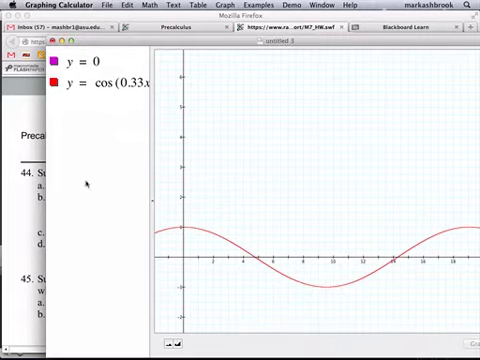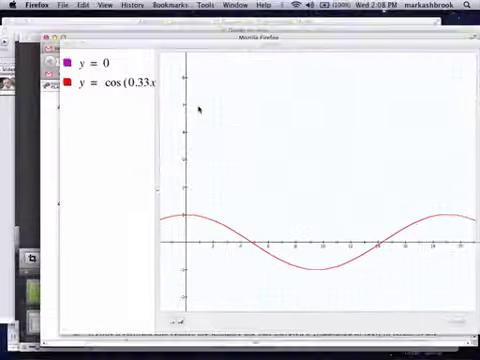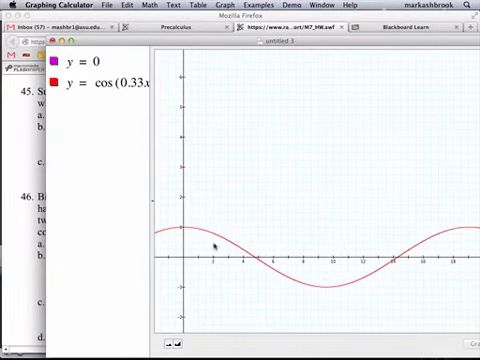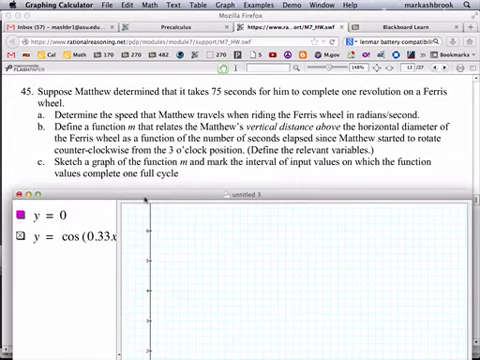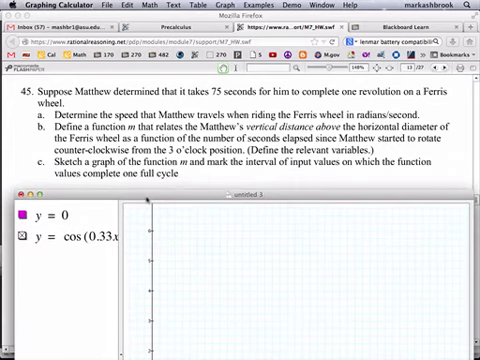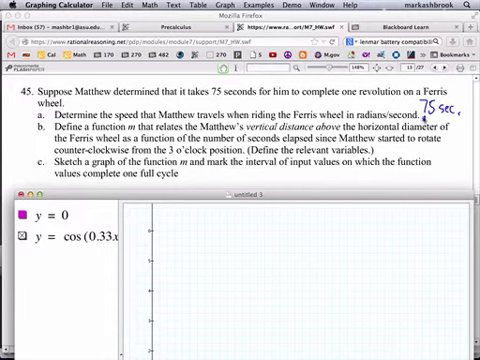We can do this last one quick. So 45 says it's the same idea, but now it tells you 75 seconds. So now it says it takes 75 seconds to get around. And we want vertical distance above horizontal diameter. But everything else is the same.